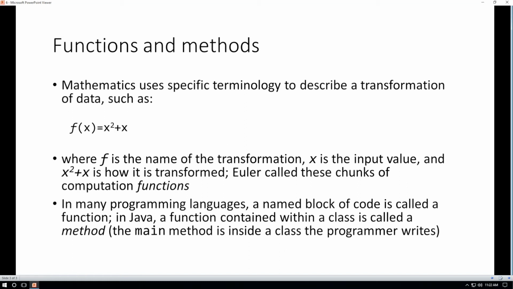In Java, functions don't stand alone. They're always inside a class. And when a function is inside a class, it is called a method. The distinction between a function and a method is function stands alone, the method is contained in a class. Java only allows methods.